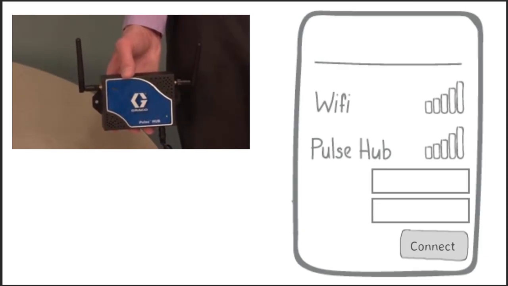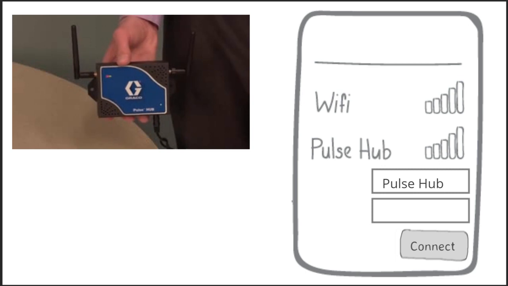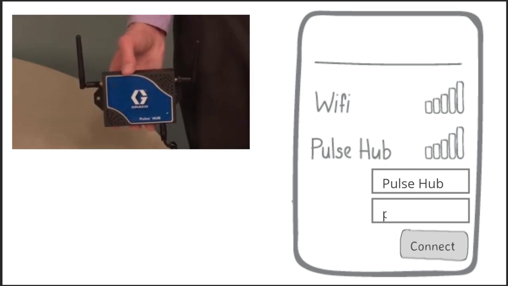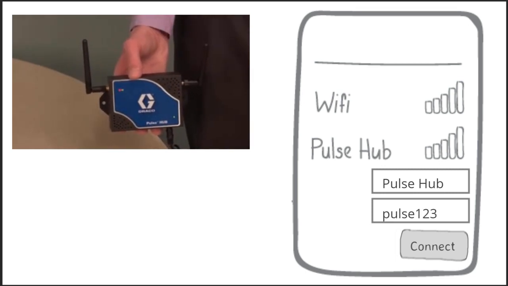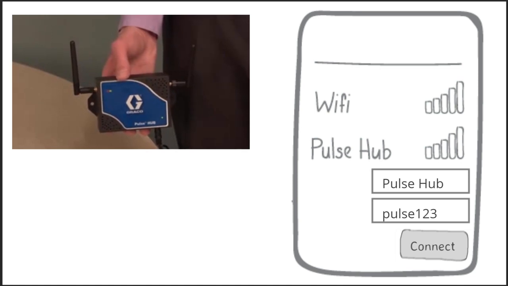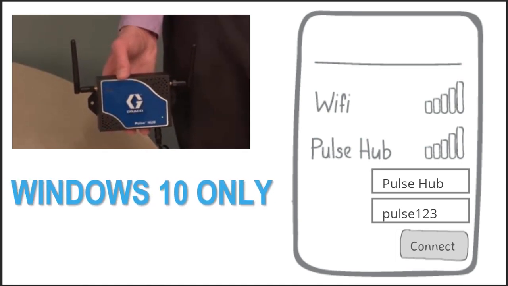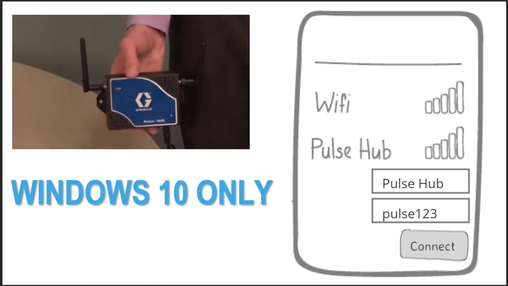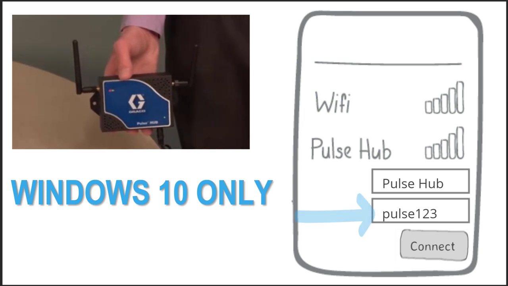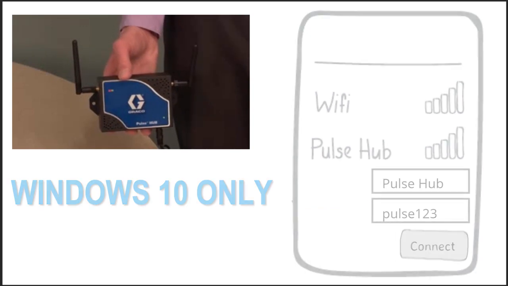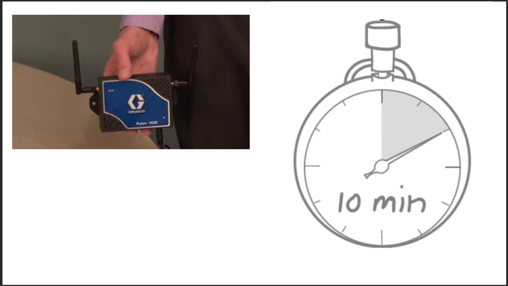The network name is Pulse Hub, and the password is Pulse123, all lowercase letters. If you are using Windows 10, the Wi-Fi login may request a PIN code. You must check a box or click a link to change to passphrase entry before you enter the Pulse123 password. Wait until the hub light turns solid green. Wait 10 minutes for the Pulse application to load.